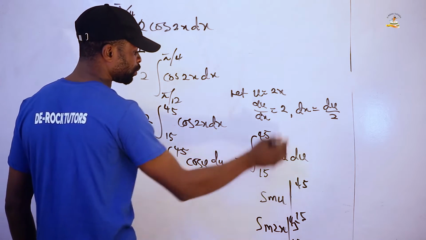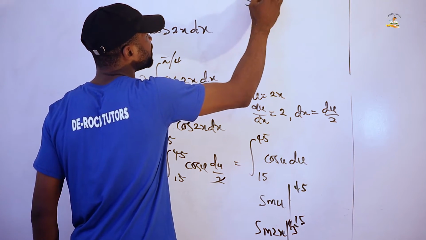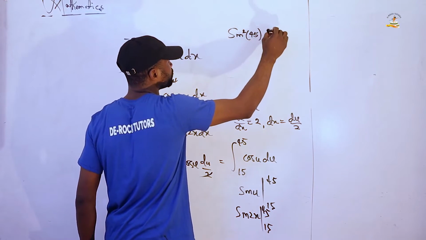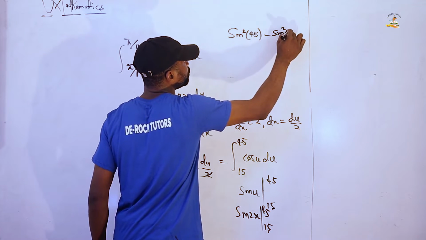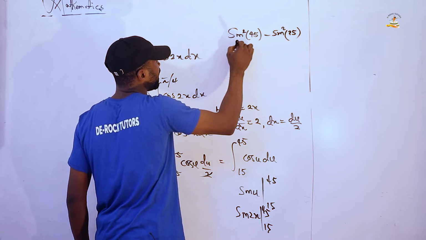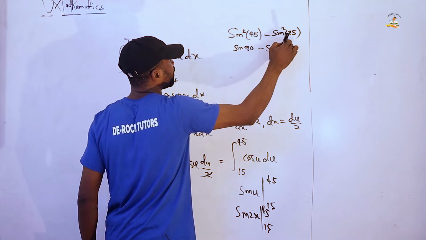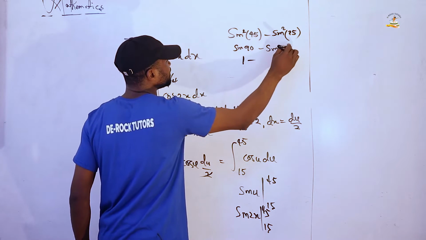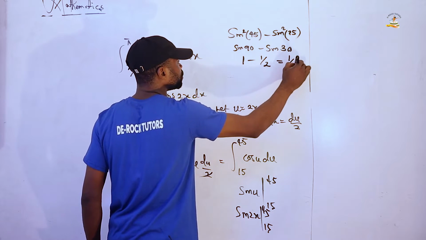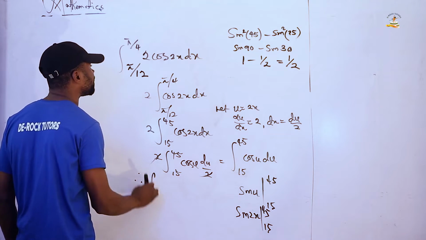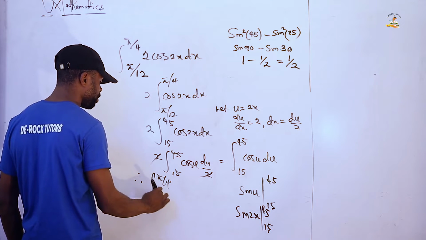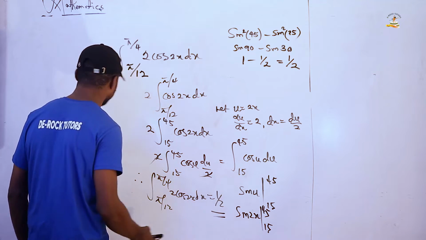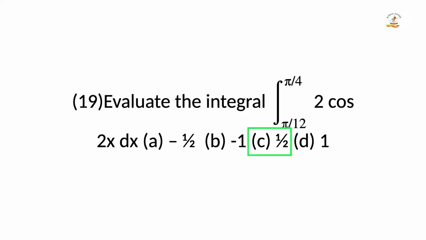So from here, I can substitute: this will give me sin of 2 times 45 minus sin of 2 times 15. This one will give me sin 90 minus sin 30. Sin 90 is 1, and sin 30, as you all know, is 1 over 2. So the result of this evaluation is 1 over 2. Therefore, the integral from pi over 12 to pi over 4 of 2 cos 2x dx is equal to 1 over 2. So the correct option there is C, which is 1 over 2.